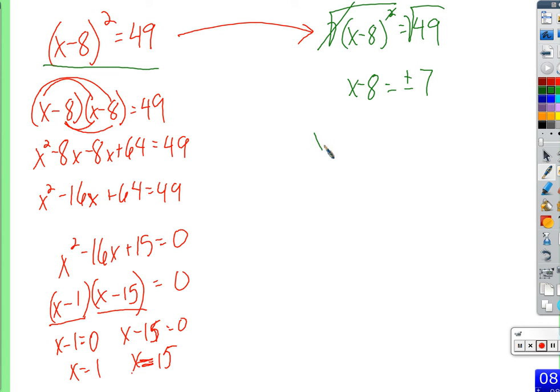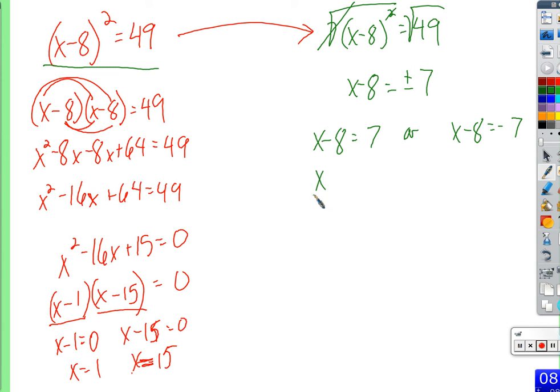So when that happens, we really have x minus 8 could be 7. That makes sense, because whatever x minus 8 is, should come out to be 7. So then when we square it, we get 49. Or x minus 8 equals negative 7, because whatever's in this parenthesis, if it's not 7, should come out to be negative 7. So when we square negative 7, we get positive 49. That's what the equation says.